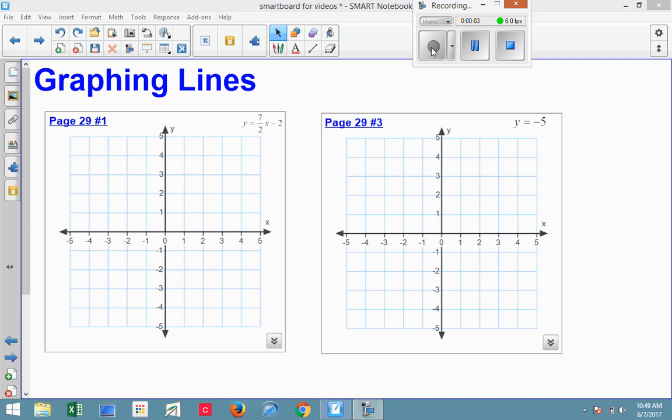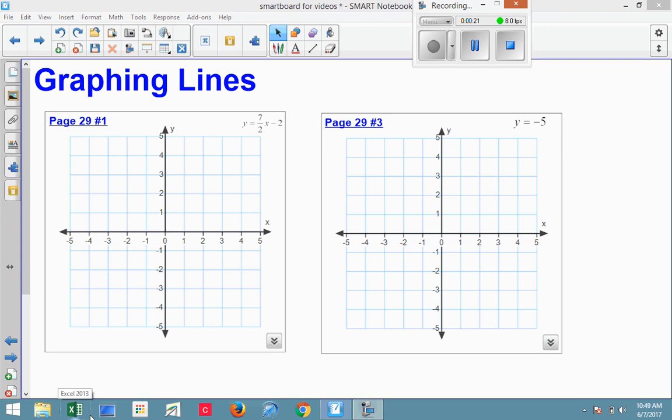Okay, now we're going to review how to graph lines if we're given the equation. Again, this is a review concept from Algebra 1. So I'd like you to take a look at problem number 1 on page 29. And you can see the equation here. We have y equals 7/2 x minus 2.